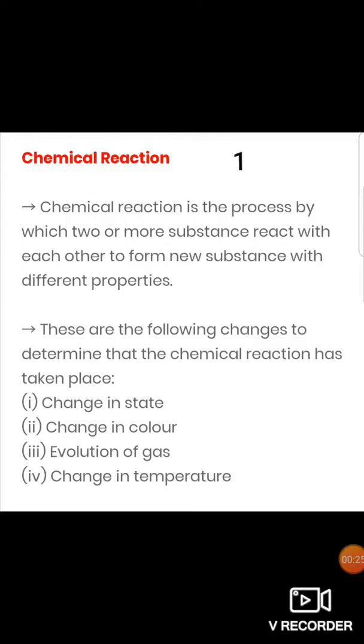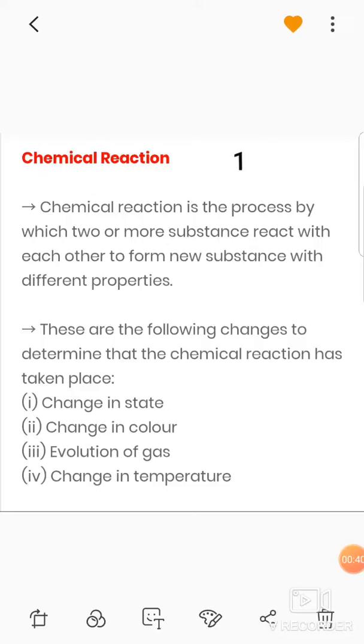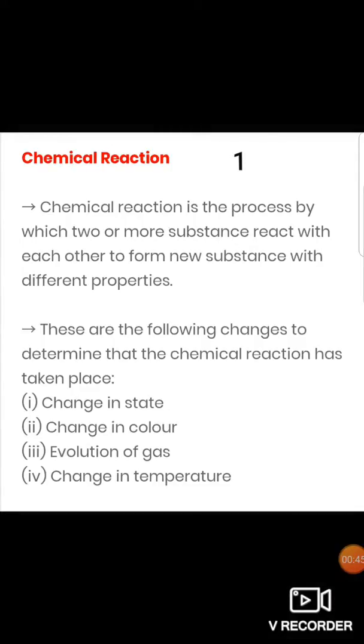What is a chemical reaction? A chemical reaction is the process by which two or more substances react with each other to form new substances with different properties. These are the following changes to determine that a chemical reaction has taken place: change in state, change in color, evolution of gas, and change in temperature. So, when you see these changes in any reaction, then it is called a chemical reaction.